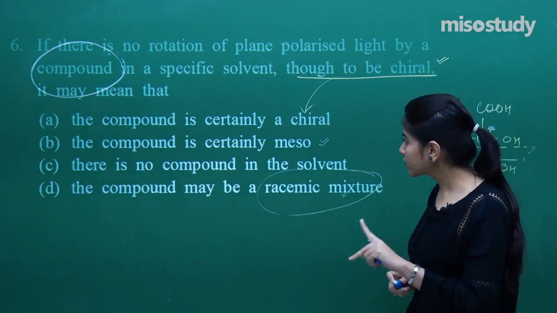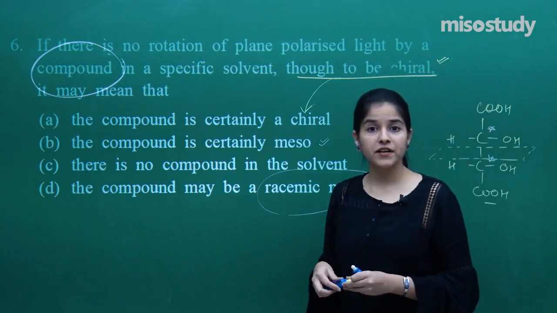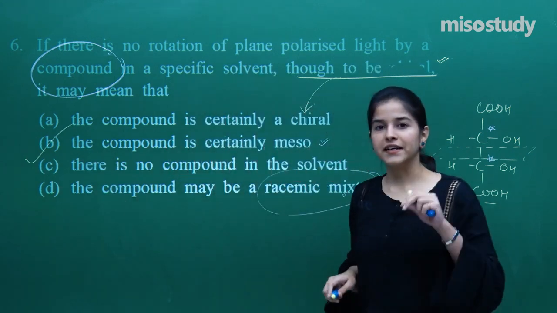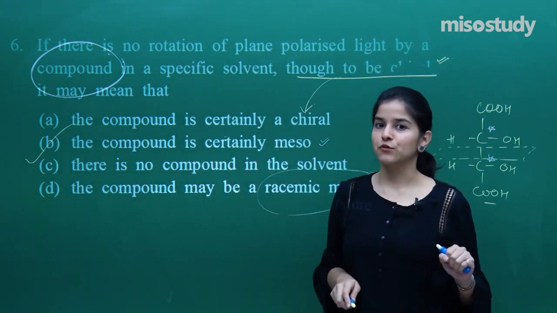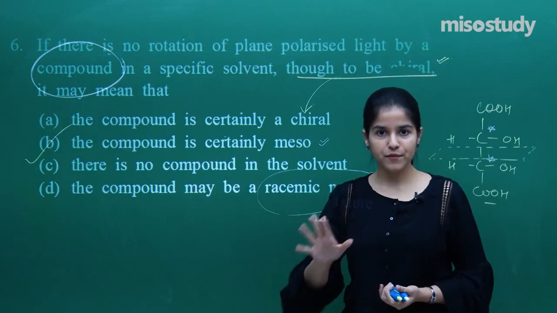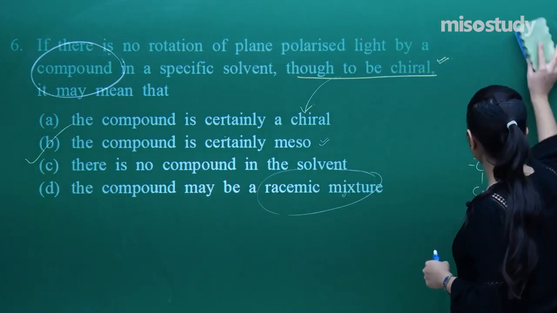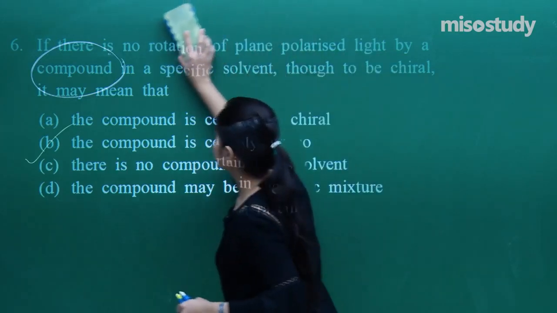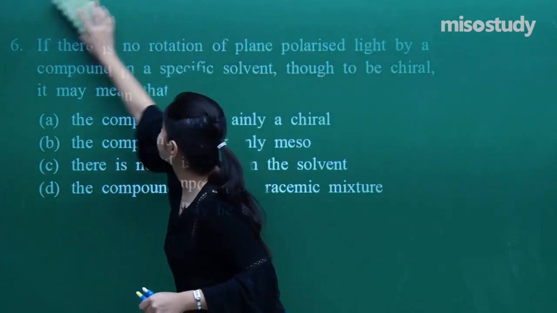That means the correct explanation for this particular question will be B. That is, the compound would be meso, right? I hope everybody has got it, and you need to know how to analyze each and every option as per the requirement.